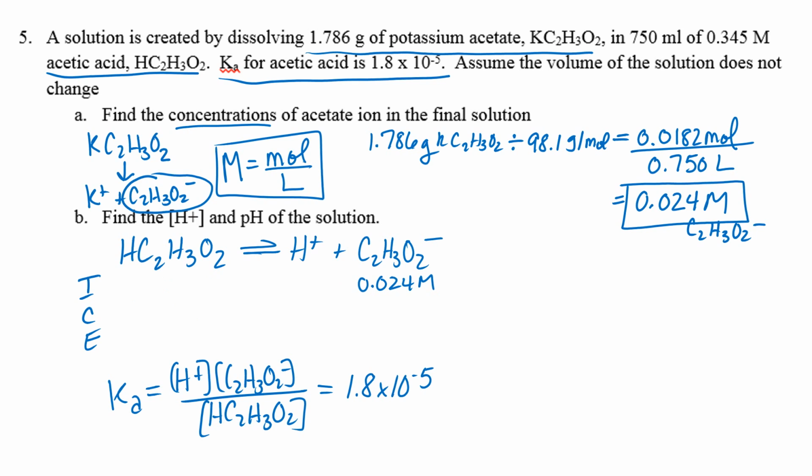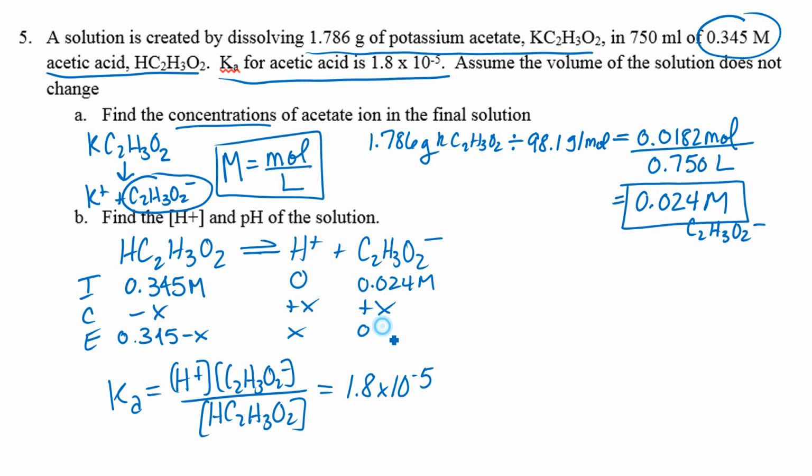Okay. Do I know anything about my acetic acid? Well, let's go back to the problem. Am I given another molarity? Yes, I am. This is 0.345 molar acetic acid. Do they tell me anything about my hydrogen concentration? Nope, that's what I'm trying to find. So I'm going to assume it starts out at 0 initially, and I'm going to say X, X, X. Okay, 0.345 minus X, then X, 0.024 plus X. Okay, and then we're just going to take these and plug them into our K expression. Remember, the whole point of the ICE chart is to organize your information so that you can plug the appropriate values into this K expression.